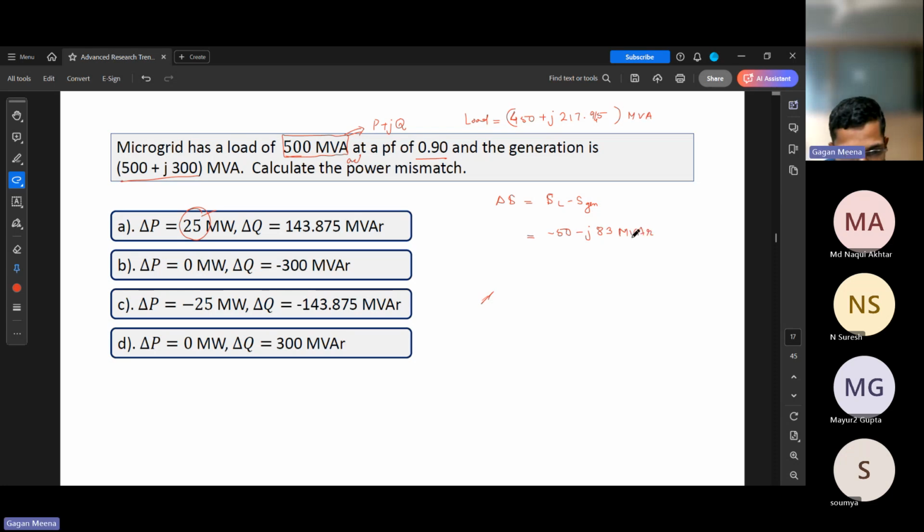And how did you get 25 megawatt? This answer A?